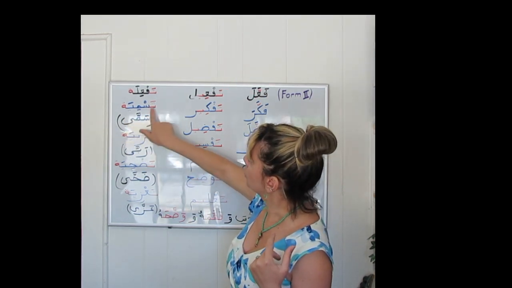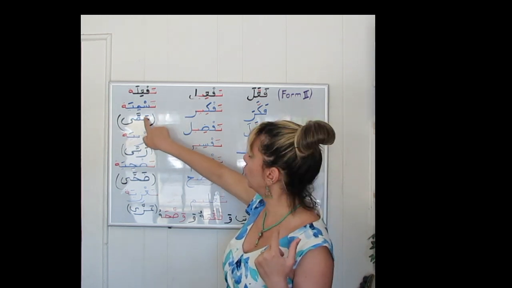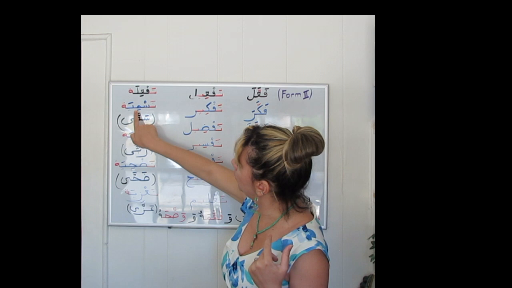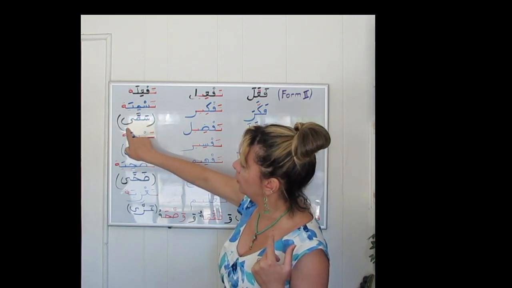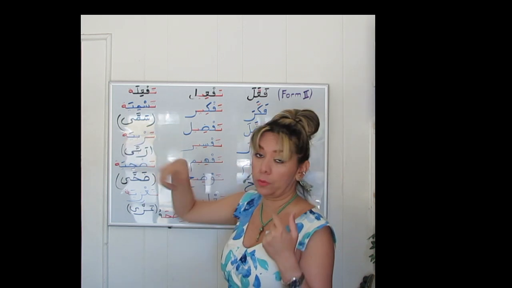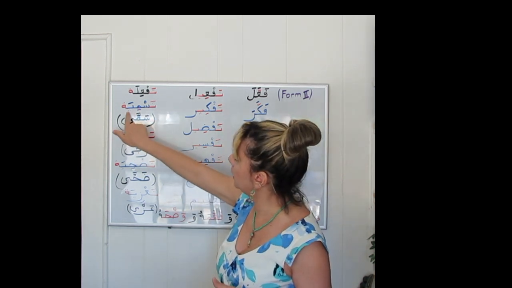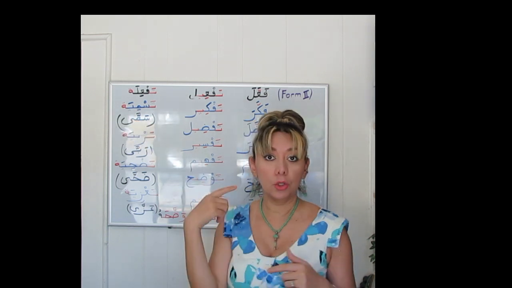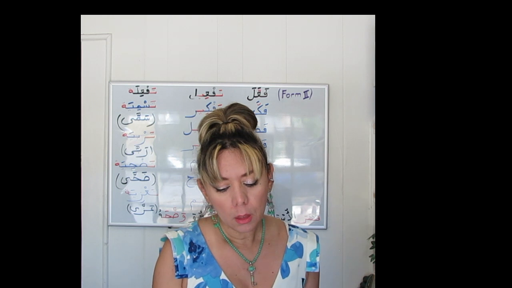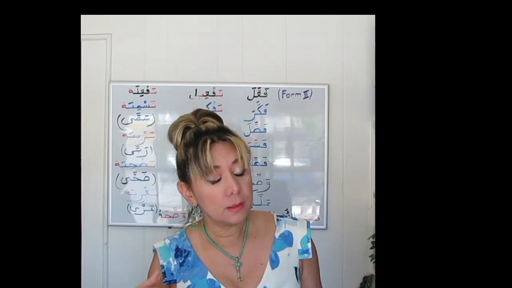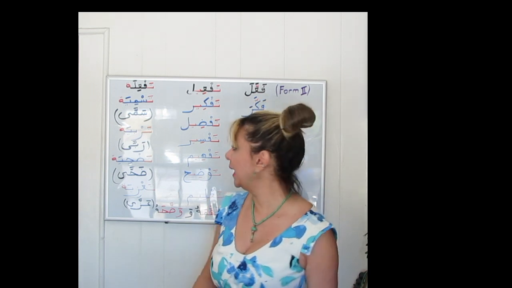Alright? So we have tas. This is the first radical of the root. And the mim. And the alif, that would turn to its original form, a ya. Tasmiya. And then you add the ta marbuta. Tasmiya means giving a name.